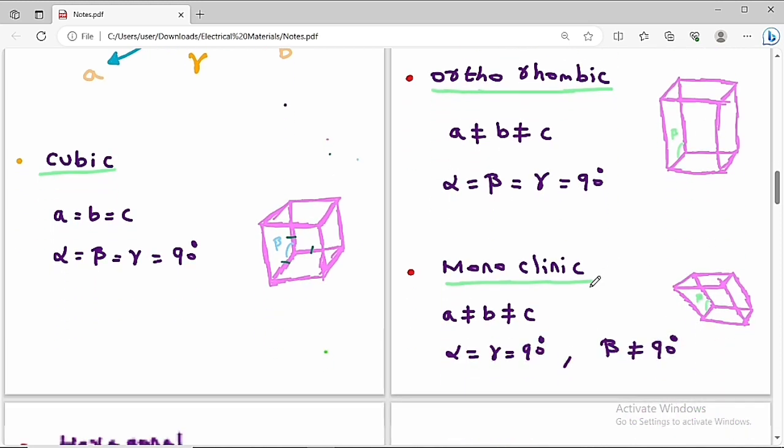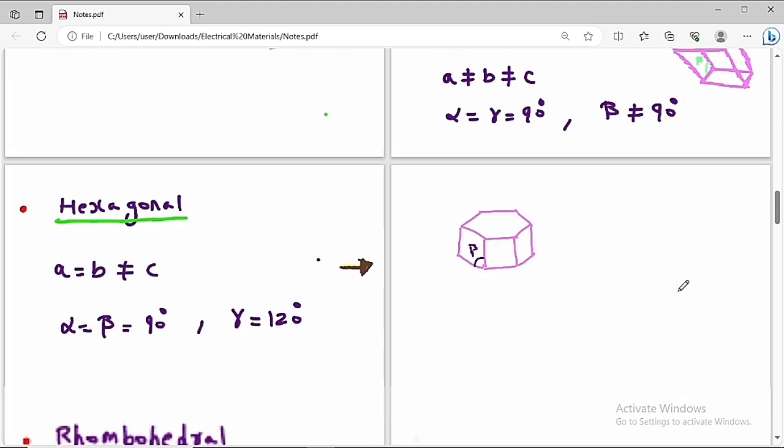Monoclinic. Monoclinic means, in this case also all the lengths are different, but only 2 angles are equal to 90, and the third angle is not equal to 90. Here also you can see all the lengths are different, and only 2 angles are 90, which are alpha and gamma. The third one is not equal to 90. Then comes the hexagonal.